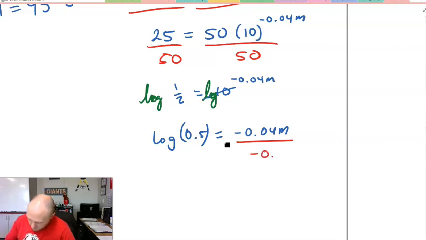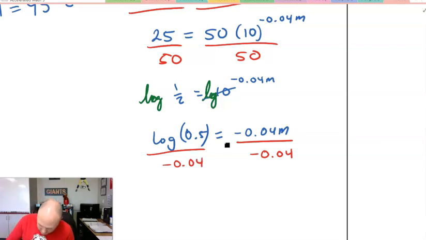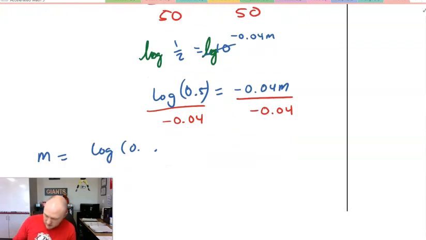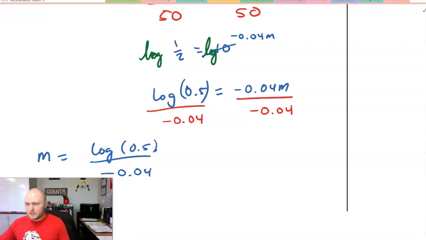And if I want to solve for m, I'm just going to divide by negative 0.04. Okay, so let's take this and plug it into our calculator. Why did I put 0.2? I was thinking 1/2. Negative 0.04. Okay, so there's m. I want to find this in context. What is this approximately? And they said round to the nearest minute.